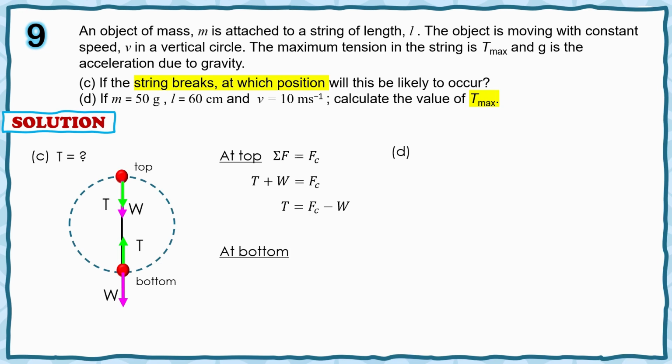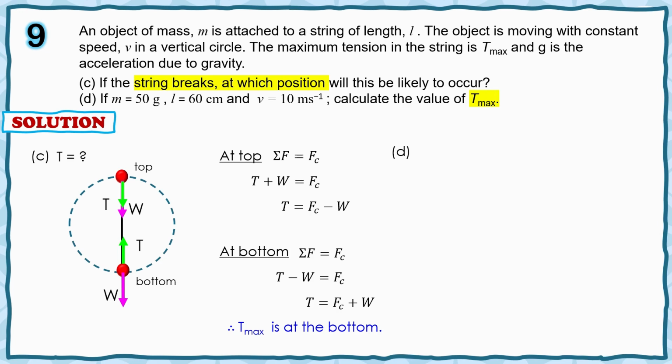Okay, we compare with the bottom. At the bottom, T and W are in opposite directions. So we get the equation T minus W is equal to Fc, and T is equal to Fc plus W. From these two equations, we can say that the tension is greater at the bottom compared to at the top. So your answer can say that the tension at the bottom is greater compared to at the top, so the position where the string is likely to break is at the bottom.